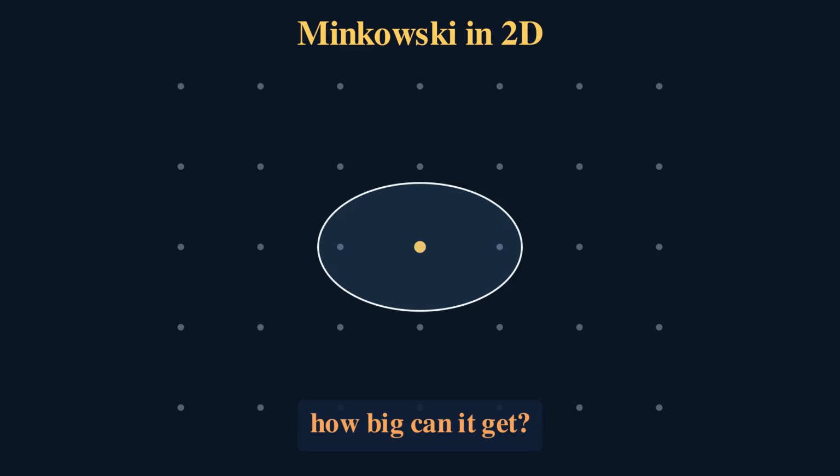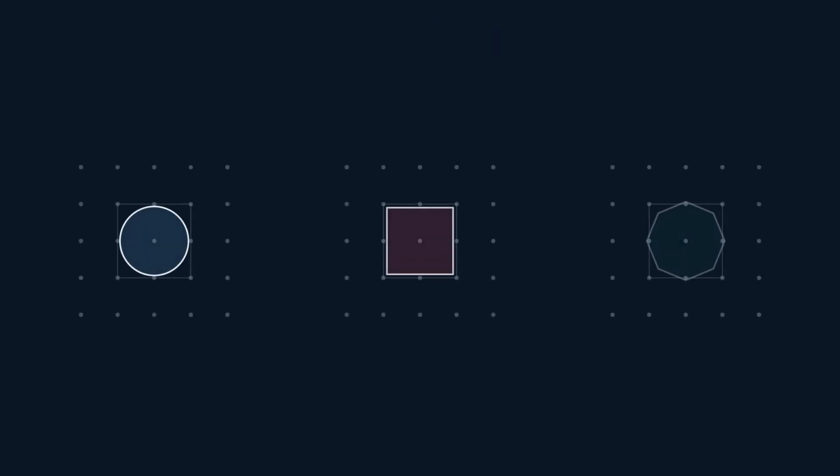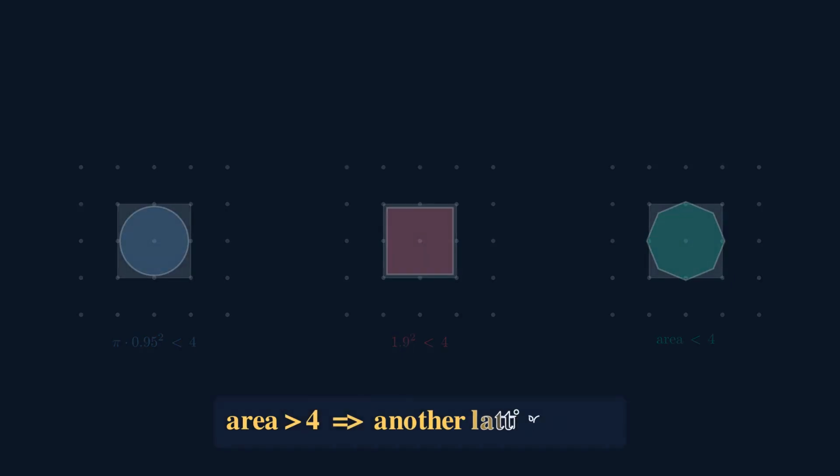Draw a symmetric convex blob on graph paper, centered at the origin. How large can it get while still missing every lattice point except the one in the middle? Quite large, in fact. A circle can do it, so can a square, so can a much rounder shape. But all of these stay below the same number. Once the area climbs past 4, the grid wins.